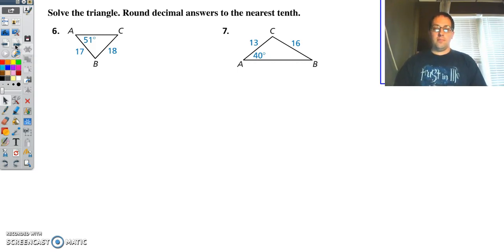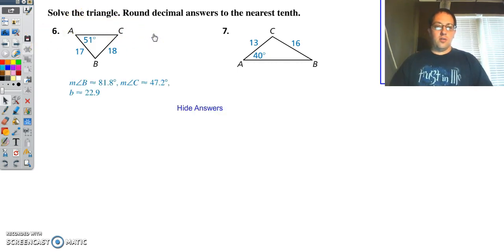All right, let's see how you did. Those are the missing angles and measurements for triangle 6. And here they are for triangle 7. If you got those both right, congratulations. Good job. You can fast forward to the next little bit. All right? But if not, let's take a look for you.